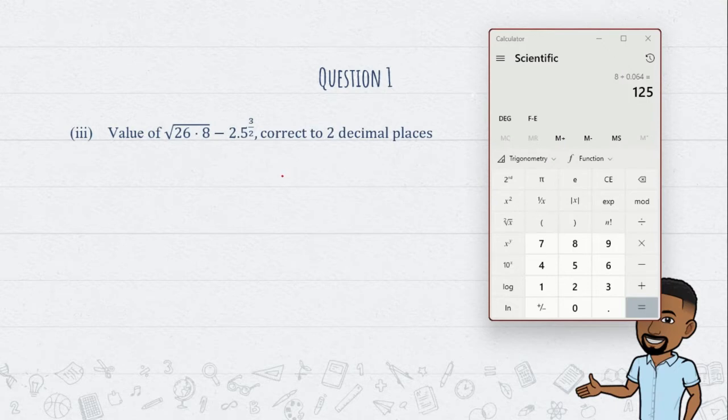Alright, so let's move on to part II, where it says, the value of root 26.8 subtract 2.5 raised to 3 over 2, correct to 2 decimal places. This question can be very complicated because there are many different parts. So, if you have a big dumpling, you cannot just eat the entire dumpling whole. You'd have to break it into parts to eat it. So that's what we're going to do to find the answer for this question.